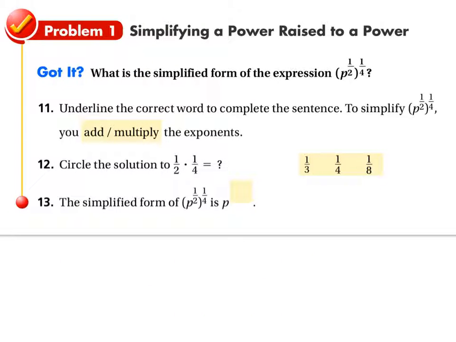So what is the simplified version of the expression p to the 1/2 raised to 1/4? Well, to simplify p to the 1/2 raised to 1/4, you must multiply the exponents because you have a power raised to a power. So we multiply 1/2 times 1/4, we get 1/8. So p to the 1/2 raised to 1/4 is p to the 1/8.